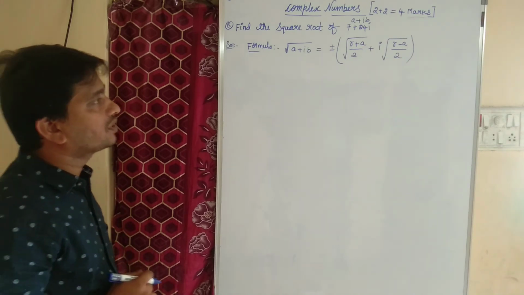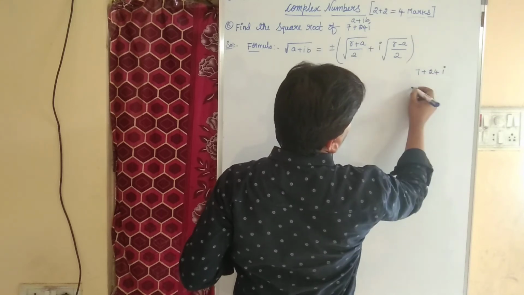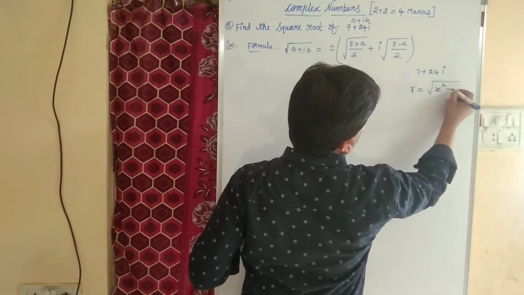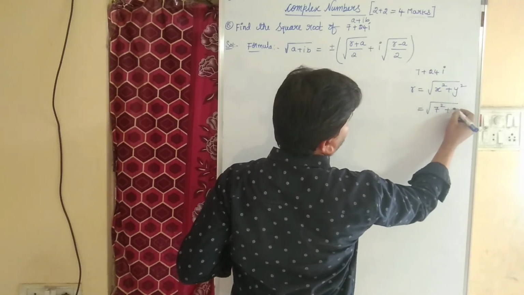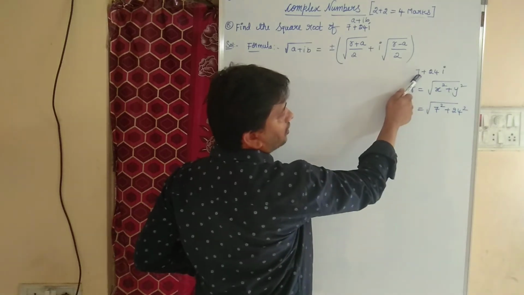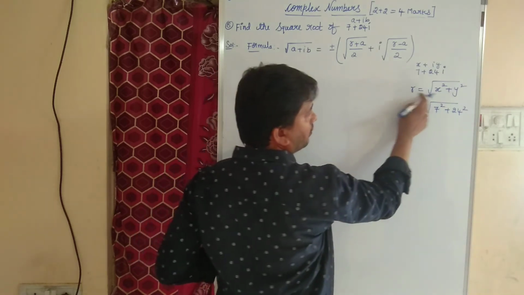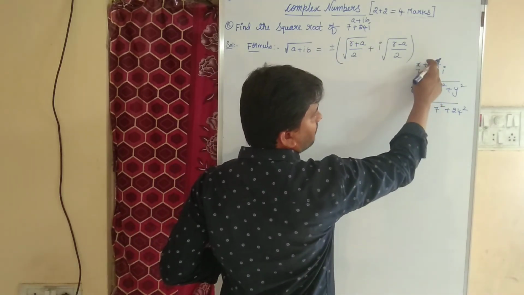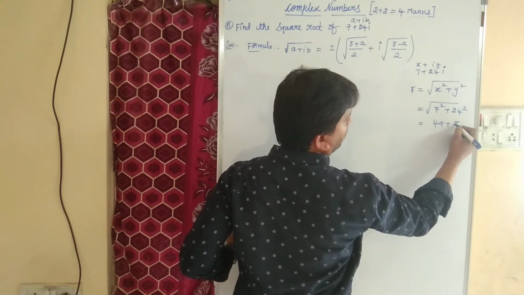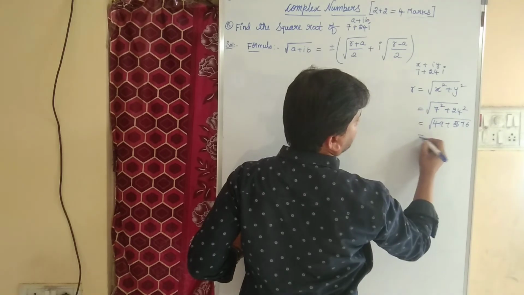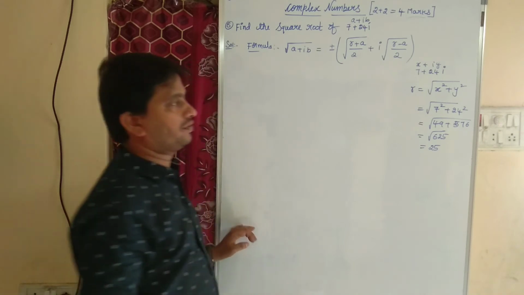How to find r? As it is given, the given complex number is 7 plus 24i. Let us find r. r is nothing but root over x square plus y square, I mean root over 7 square plus 24 square, if you consider it in the form of x plus iy. 7 square is 49, 24 square means 576. 49 plus 576 is equal to 625. What is the square root of 625? That is equal to 25.